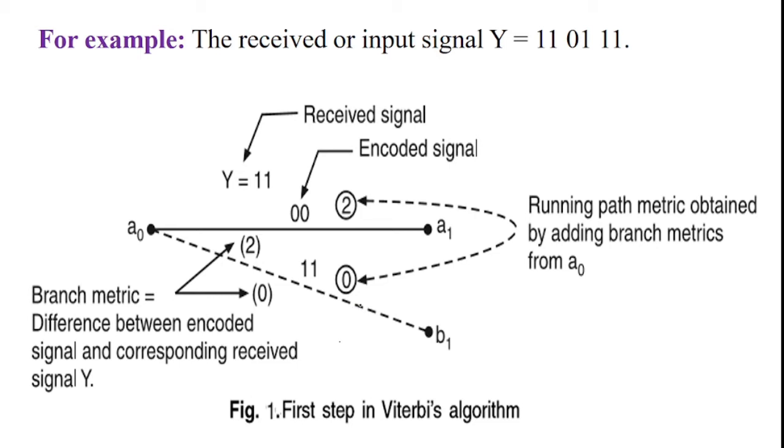Now for the next part of the input bits, what is the received signal? 1 1 0 1 1 1 is the input signal. So first consider the received signal 1 1, and next consider the received signal 0 1.